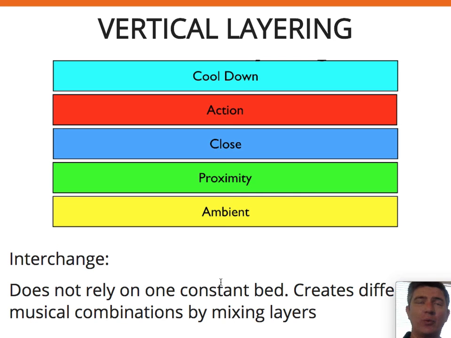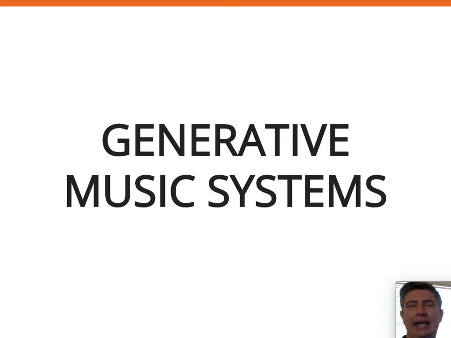It does not rely on one constant bed, so you're never guaranteed. That means you might need to have a little bit of percussion in every single cue because you're never guaranteed that one cue is always going to be there with your percussion. Different ideas like that. Additive layering relies on one constant bed but creates multiple different musical combinations by mixing different combinations of tracks.